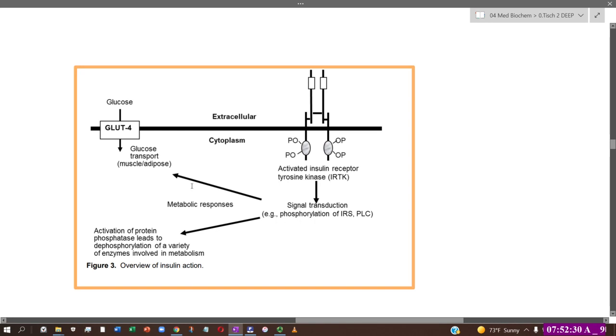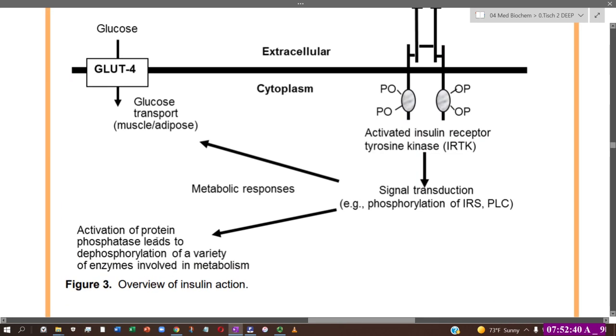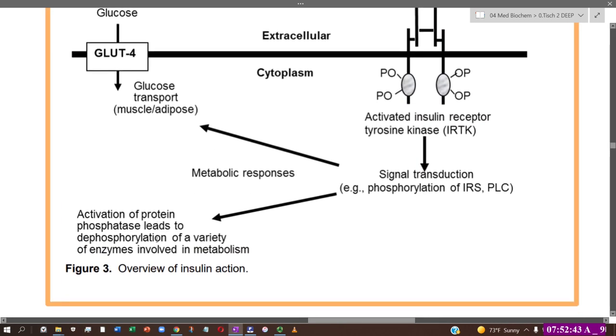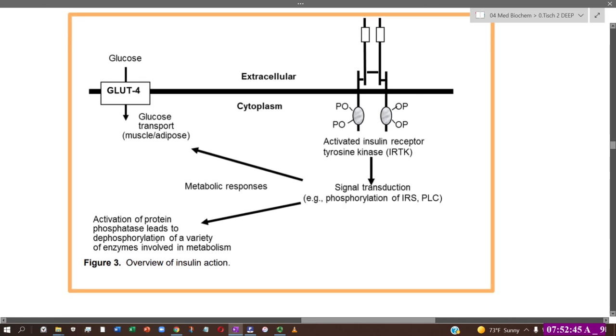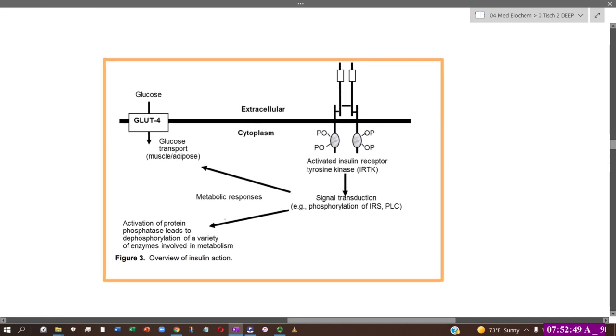So the interaction takes place. I'm not sure what it is. It just says metabolic responses for now. Anyway, there's the activation of protein phosphatase, which leads to dephosphorylation of a variety of enzymes involved in metabolism.